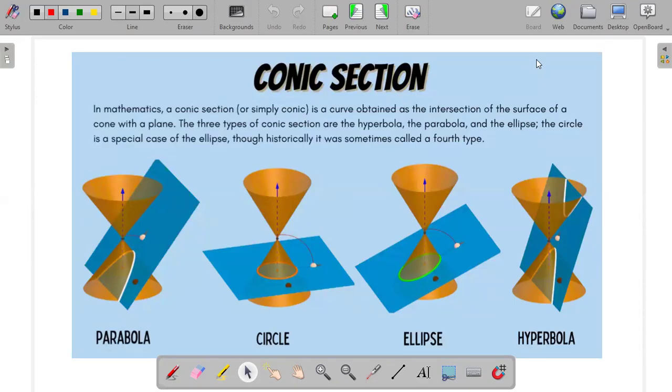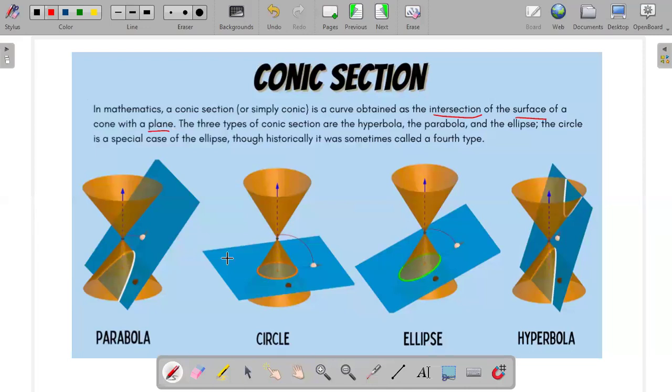So, what is this? In mathematics, a conic section is a curve that is obtained as the intersection of the surface of a cone with a plane. Now you have to follow this very carefully. We're saying this conic section is just an intersection between the surface of a cone with a plane.